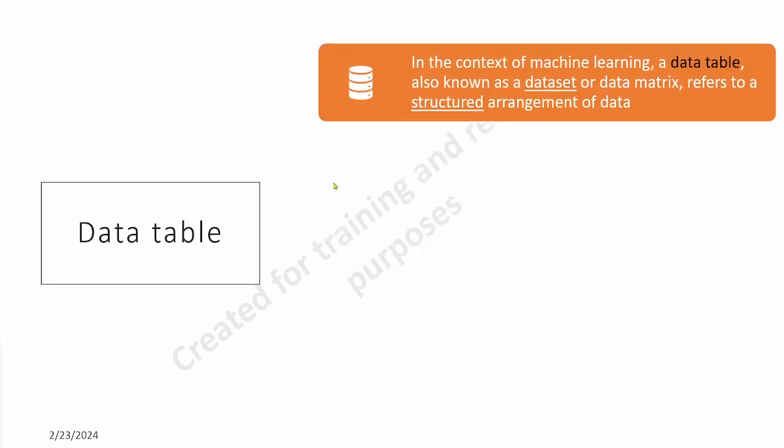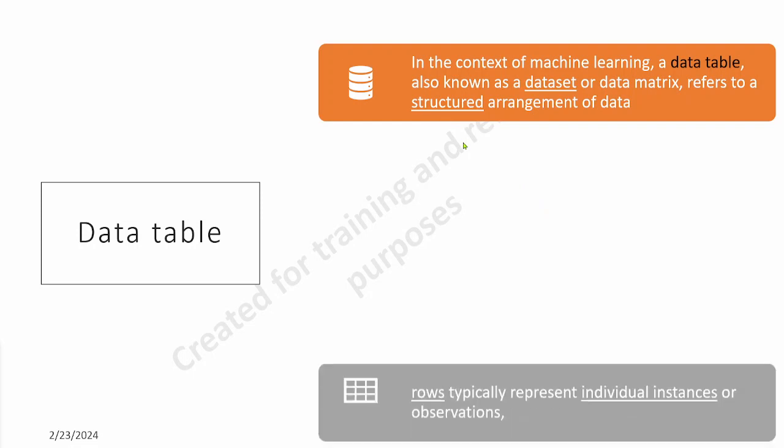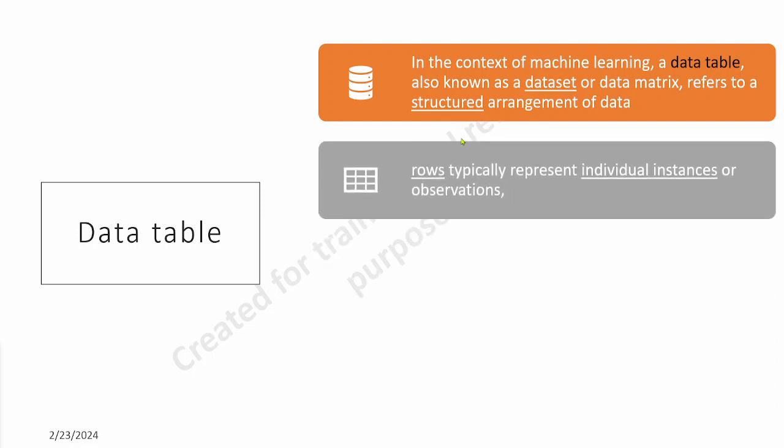So, about data and the data table, and why are we calling this a data table? Because in AI, machine learning, or data science, the data has to be presented in the form of a table. That means we should have a rows and columns structure. And in the context of machine learning, a data table is also known as a data set or data matrix or structured arrangement of data. So what is the meaning of structured arrangement of data?